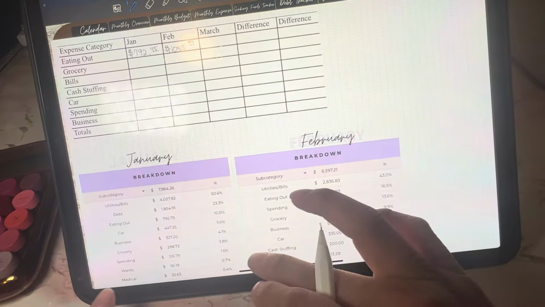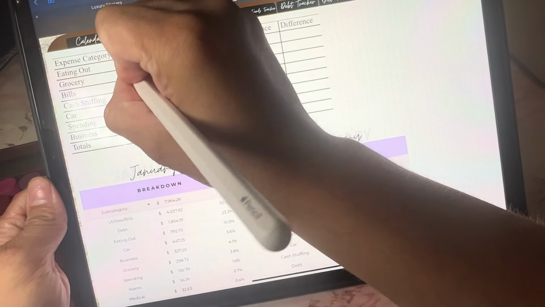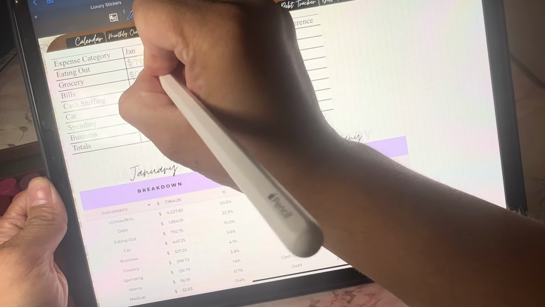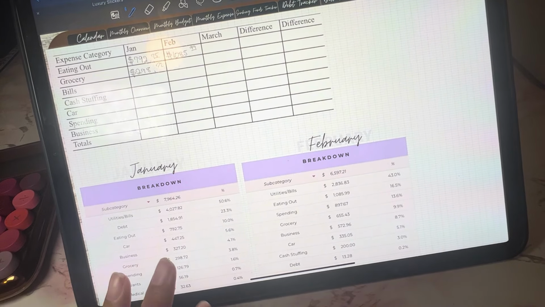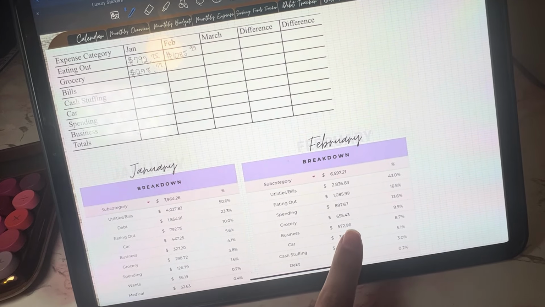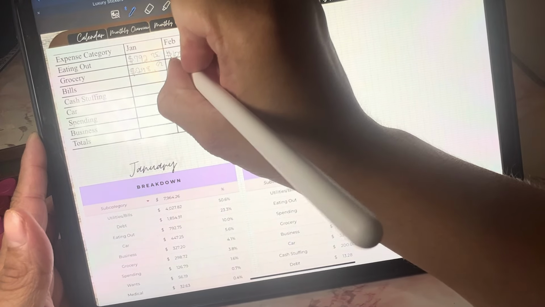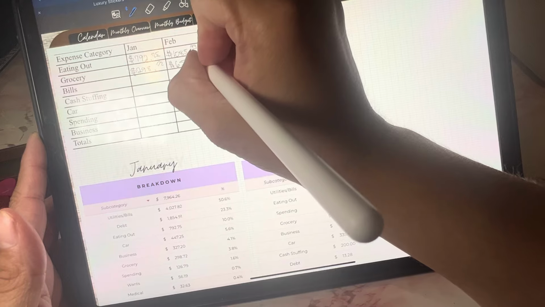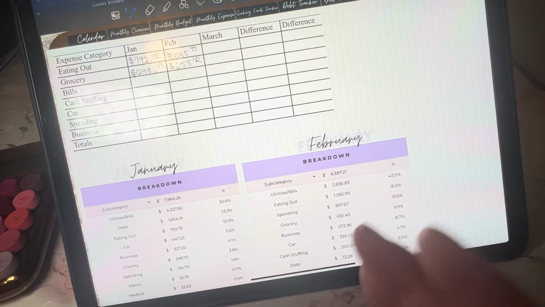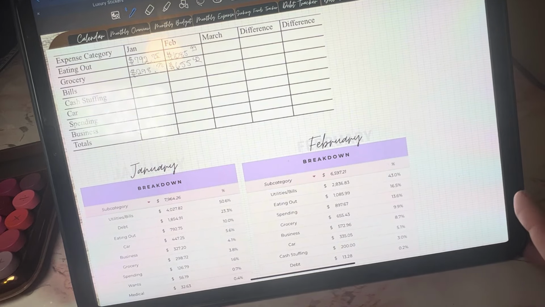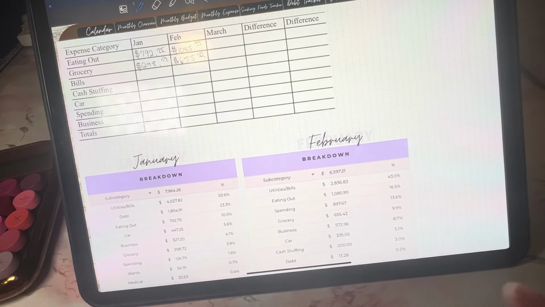Okay, utilities and bills will include the debt as well. Oh wait, let's go ahead and get grocery out of the way. January was 298.72, and then the grocery over here was 655.43. So you guys see a pretty big jump in groceries, and again, this is for the whole month. Then the next one I will do is bills.